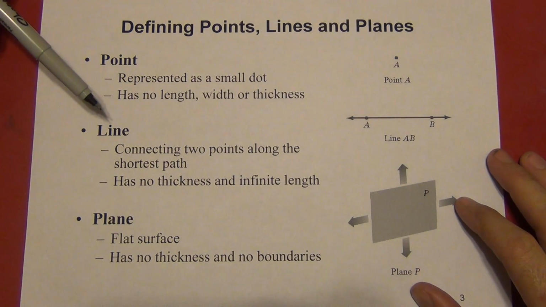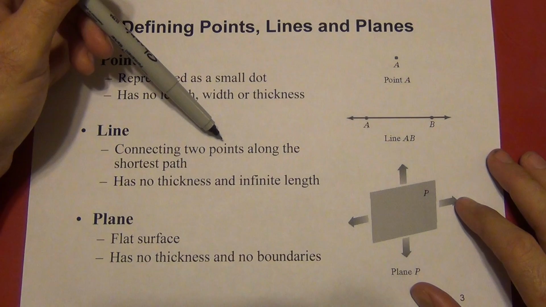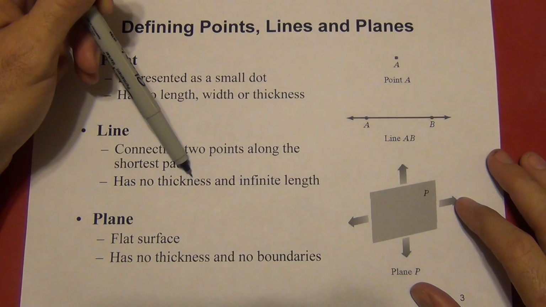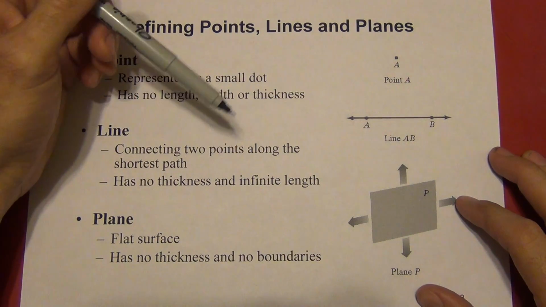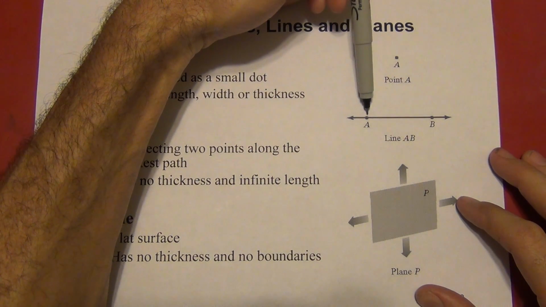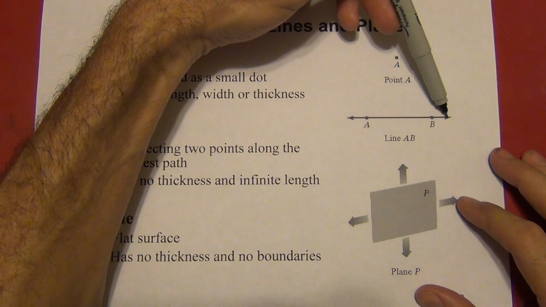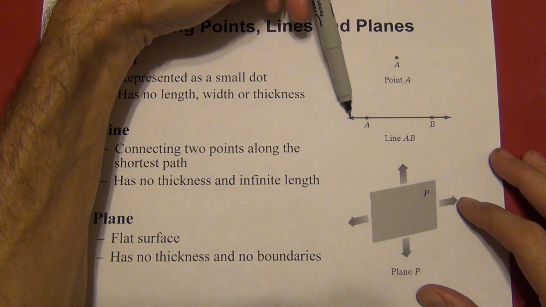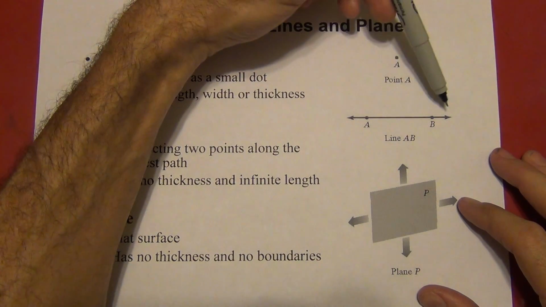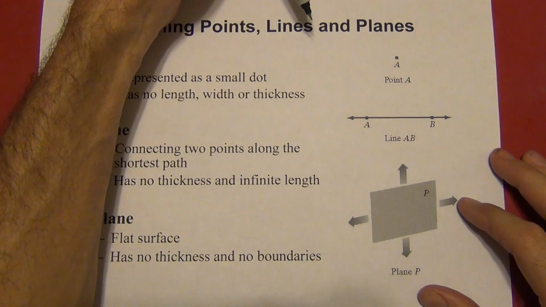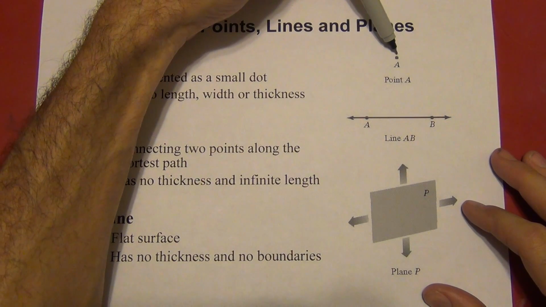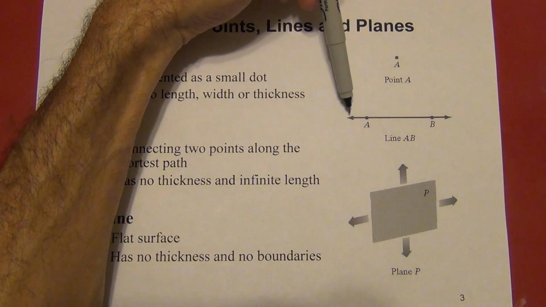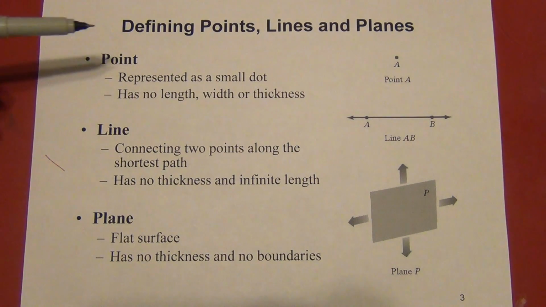Okay, and then a line connecting 2 points, right, along the shortest path. And it, of course, has no thickness, but it has an infinite length, right? So here are 2 points. You got a point right here and a point right here. I'm going to connect these through a straight line, the shortest distance between the 2 points. And you'll notice the arrows on the end imply that this extends on forever, okay? So when you terminate in a point, it doesn't extend on forever. When you terminate in an arrow, it does.